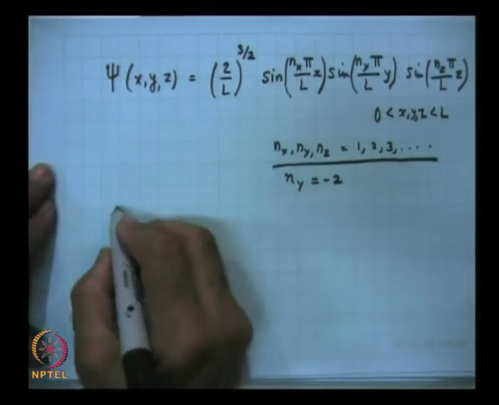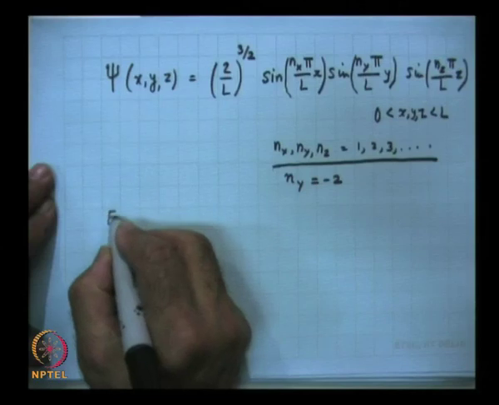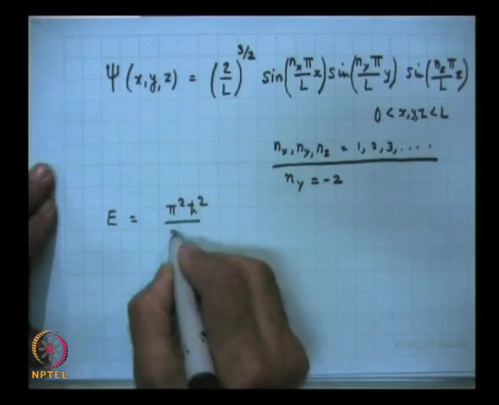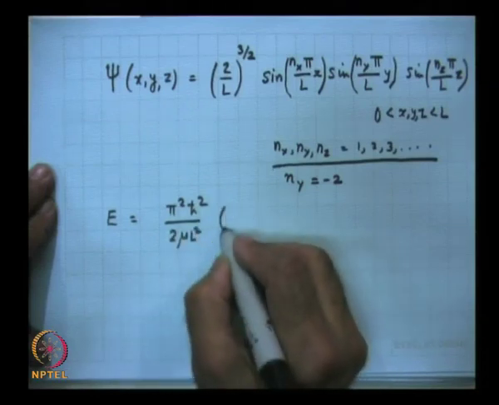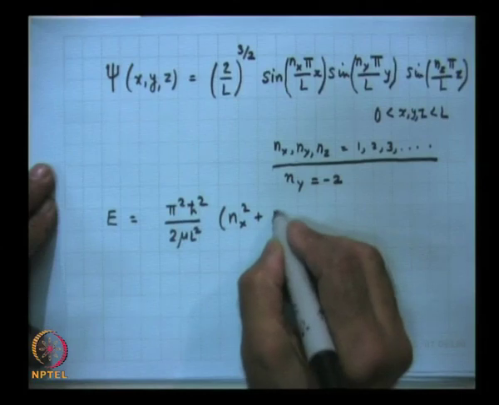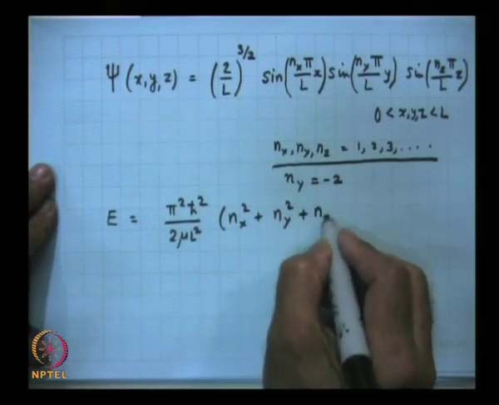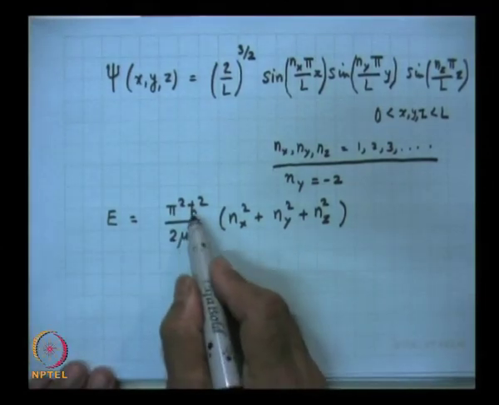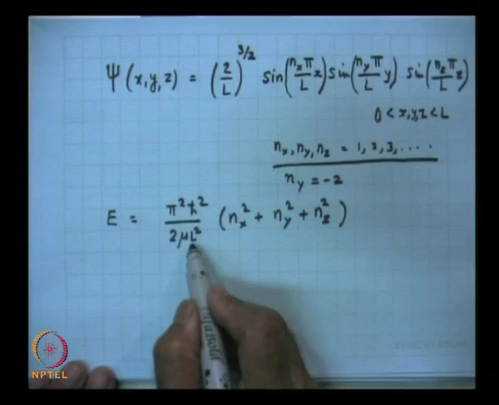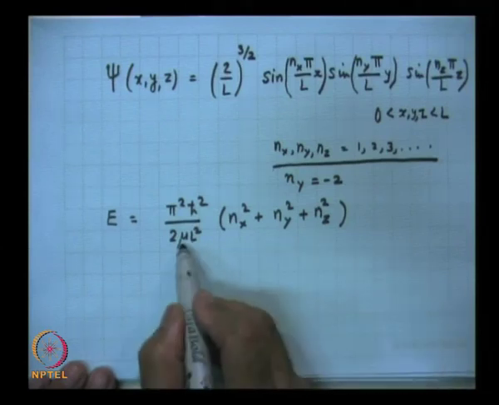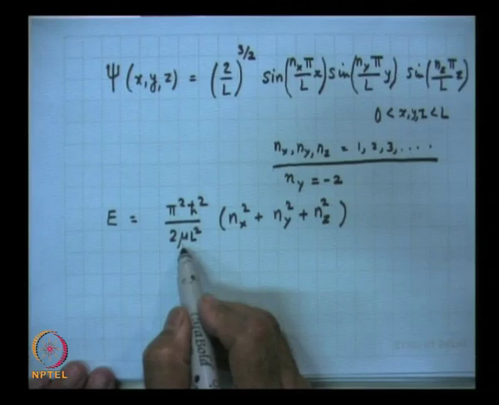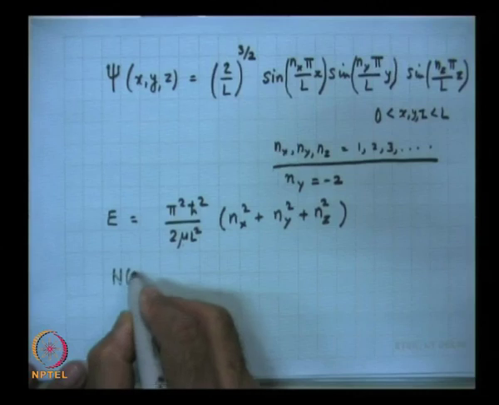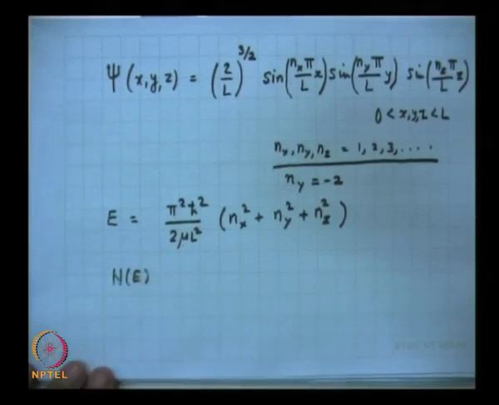Now, as we had mentioned in the previous slide, the energy eigenvalues are pi square h cross square by 2 mu L square, n x square plus n y square plus n z square. Now, as you know, h cross is a constant. For a given box, L is a constant, mu is the mass of the particle, that is a constant. Now, I want to find out the total number of energy states whose energy is less than E.